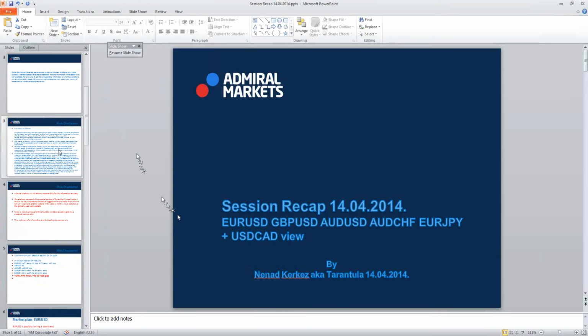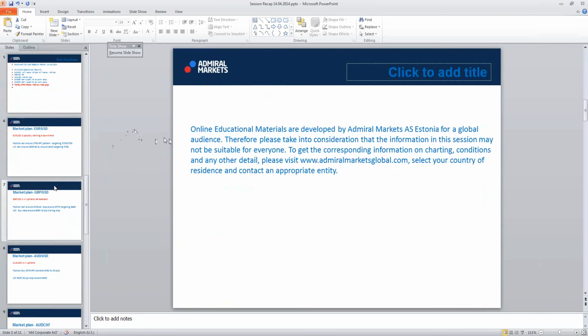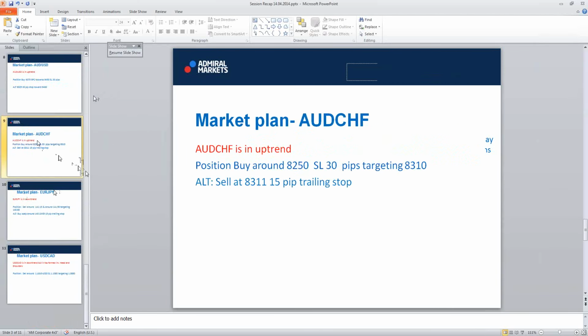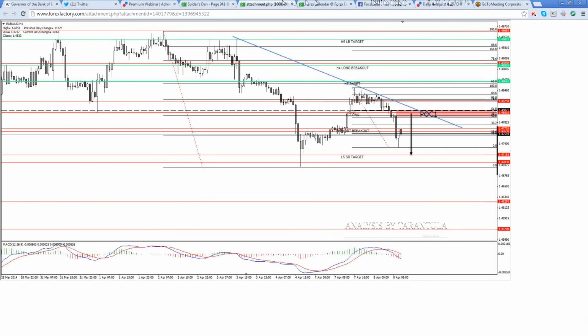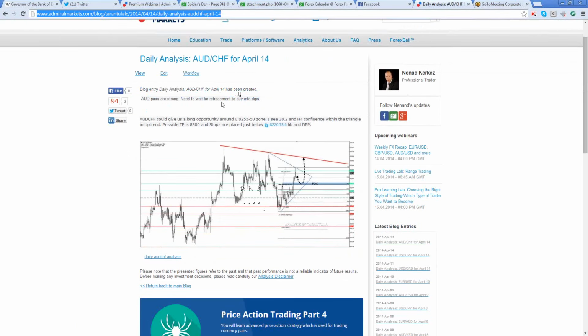Today, we will see setups on Euro Dollar, Cable, Aussie, Aussie Swissy, Euro Yen, and Dollar CAD overview. I will first start with Aussie Swissy because I think I may be in for this trade very soon. As you can see, I also put it on the Aussie Swissy daily analysis.